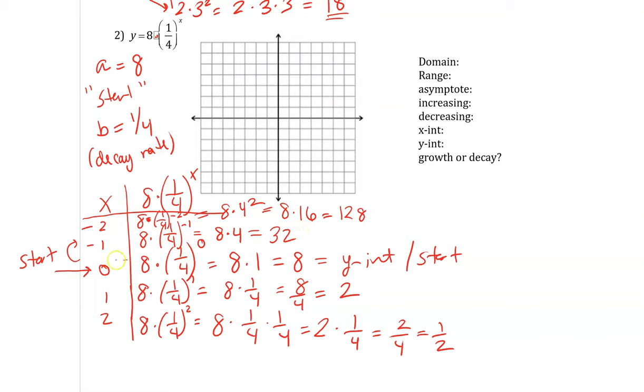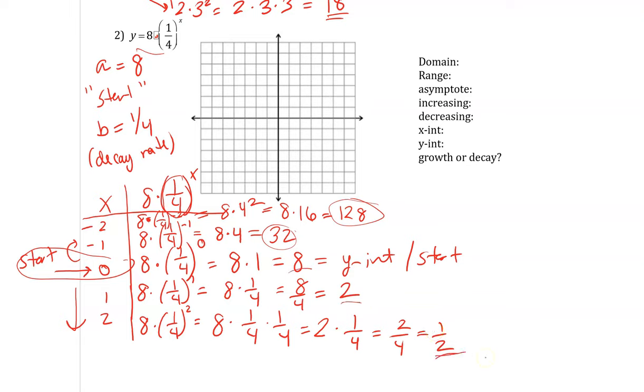You start at 0, and moving forward, you just multiply by the base, right? 8 times 1/4 once, 8 times 1/4 twice, etc. When you go backwards, you do the opposite. So instead of doing 8 times 1/4, I did 8 times 4 once, and then 8 times 4 twice, and then so on and so forth. So that's why for negative x's, decay functions actually have gigantic values. And then for positive x's, decay functions get smaller and smaller, right? 8 went to 2, went to 1/2, etc.